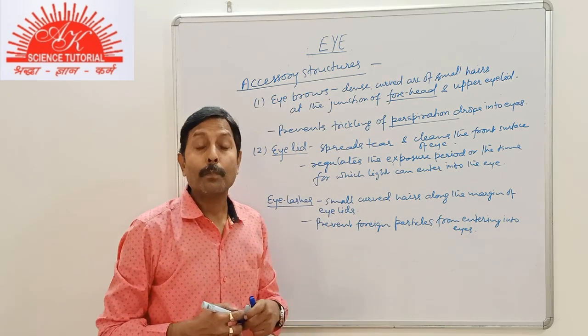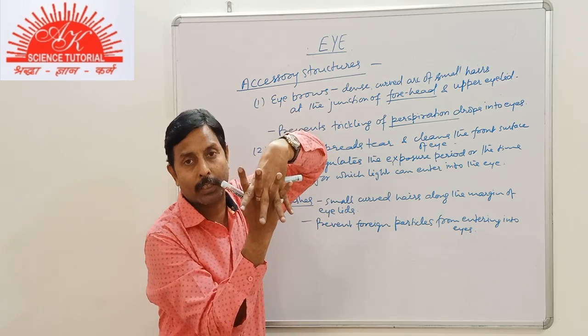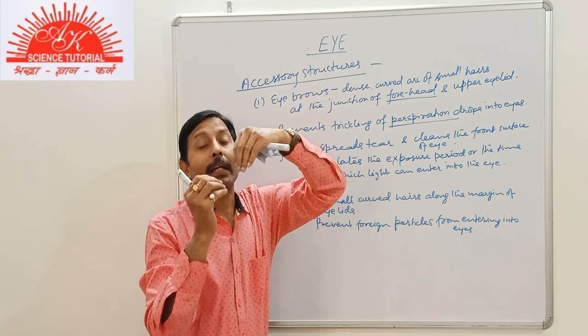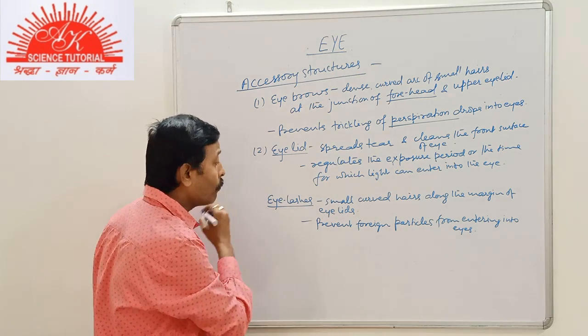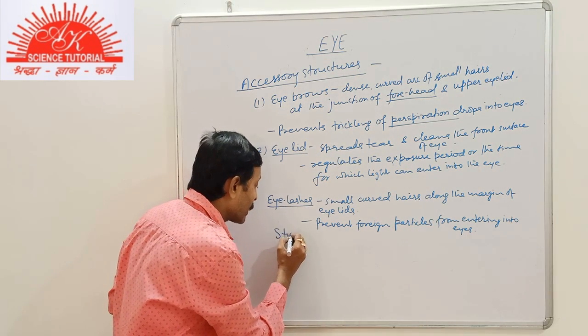It also helps in proper closure of the eyelid by forming an interlocking-like structure, such that while sleeping light will not be able to enter into the eye and there will be a sound sleep. One more point related to eyelashes is called stye.